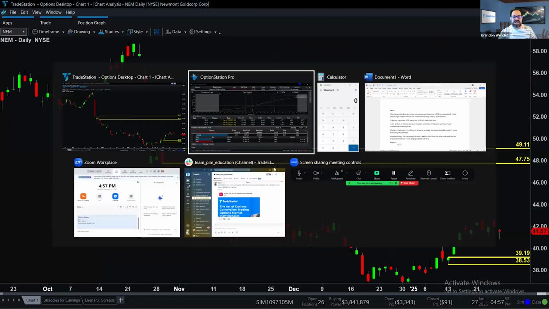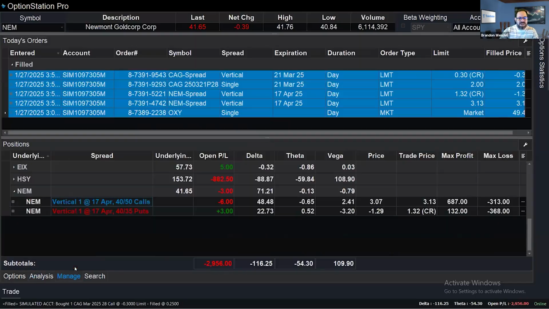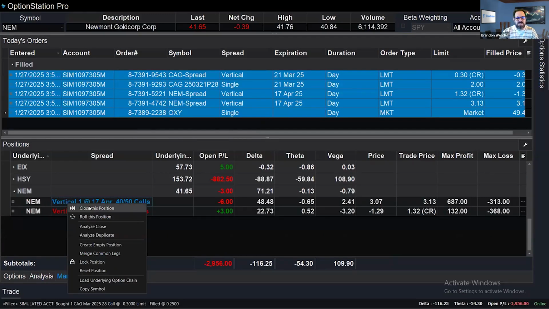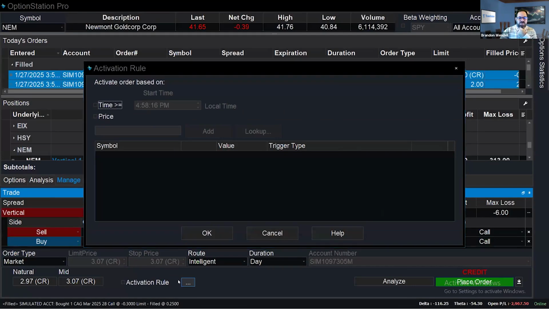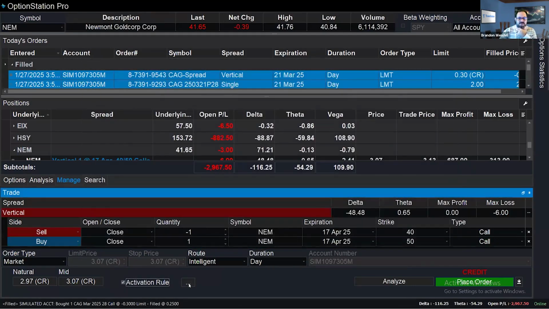I want to stay on this one. I will go to my managed position. Again, right click the position, close this position. I can just change this to a market order, or I could put it as a limit, based on how much it would cost me to buy it back. I'm just going to do it as a market order because I know approximately what I should be getting. And under this activation rule, I forgot to click that first. Sorry, I got to activate the activation rule.